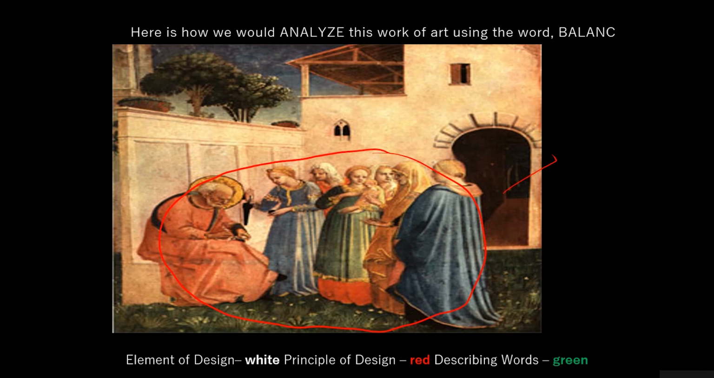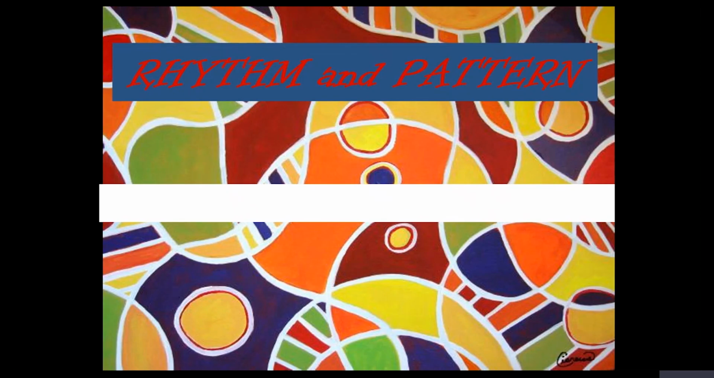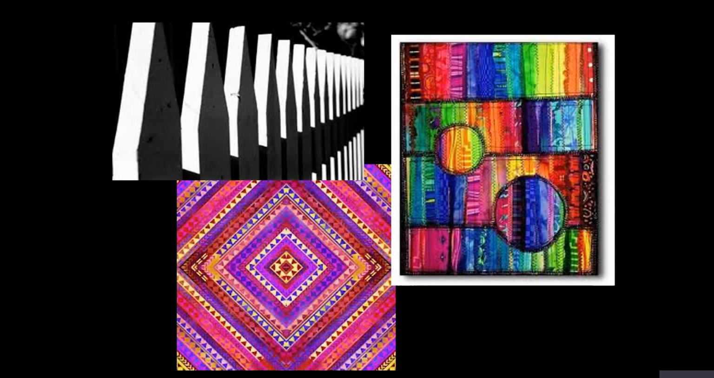Next principle of design is the rhythm and the pattern. This is the repeating of the elements of design like the line, color, shape, form, texture, and space to create movement or texture. So we repeat shapes, we repeat color, but on the other hand, we achieve the movement or the texture. Here, we have this optical illusion of the art moving because of that rhythm.